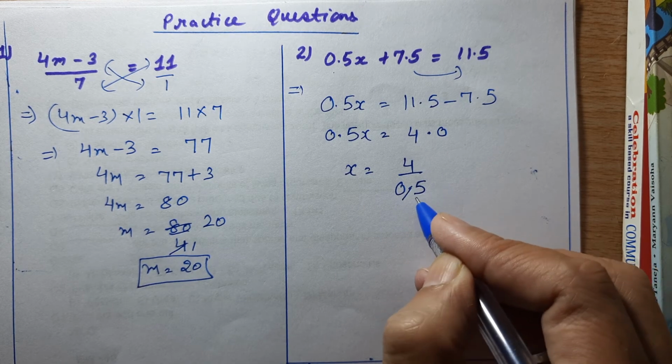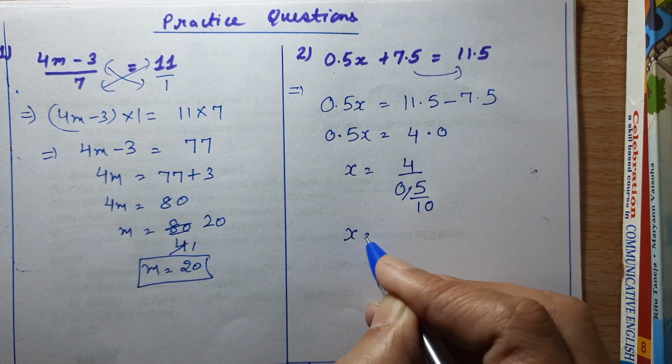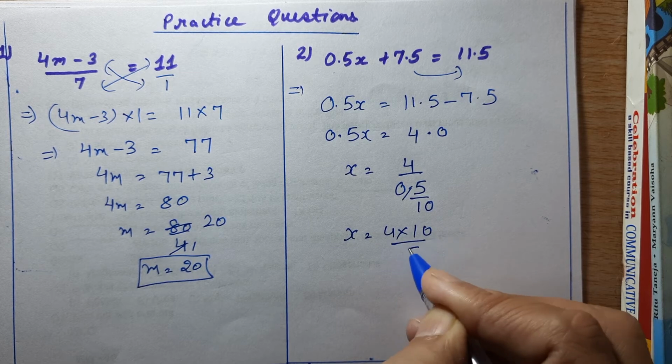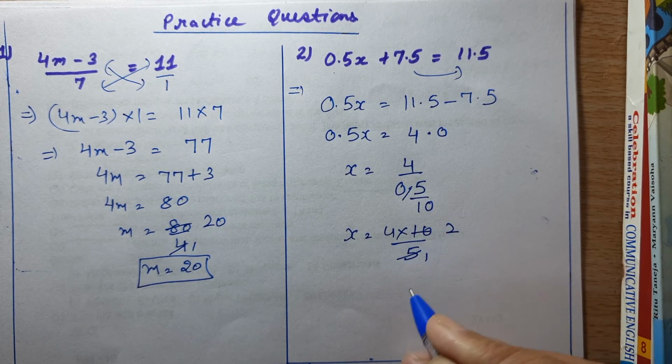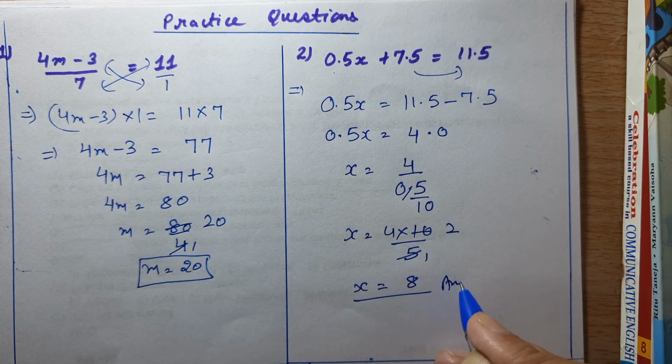Now remove the decimal part. 5 upon 10, x is equal to 4 into 10 upon 5. 5 1s are 5, 5 2s are 10. So x comes out to be 4 2s are 8. So that is our answer.